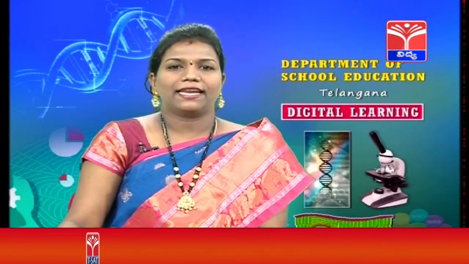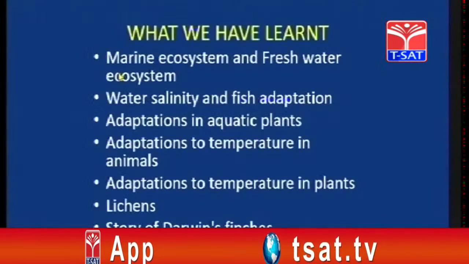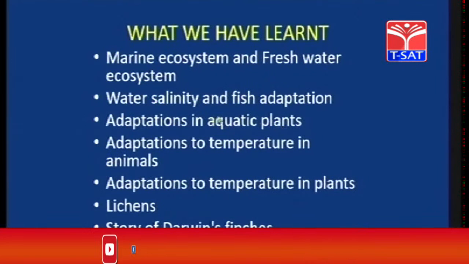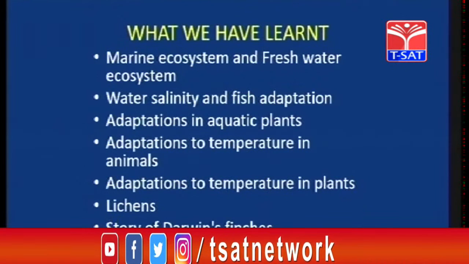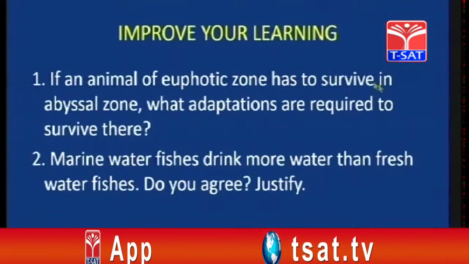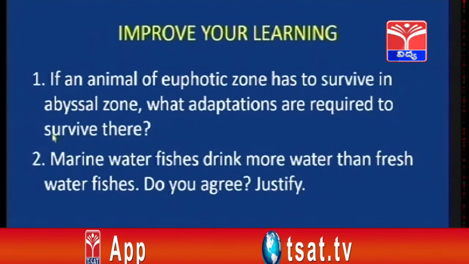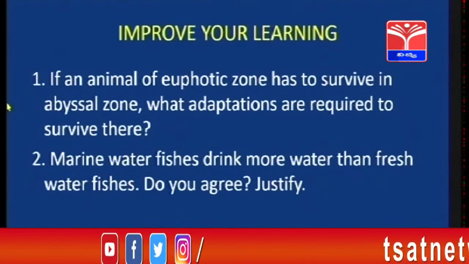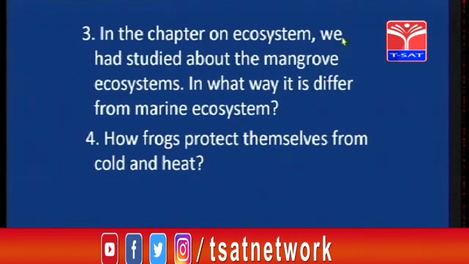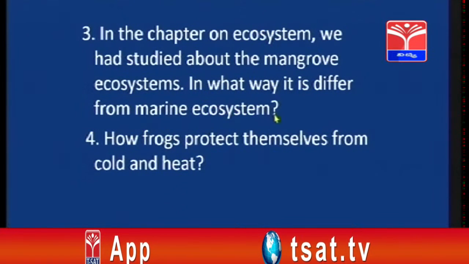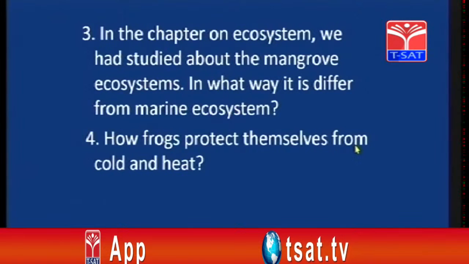What we have learnt: marine ecosystem and the freshwater ecosystem, types, zones, water salinity and fish adaptations, adaptations in aquatic plants, adaptations to temperature in animals, adaptations to temperature in plants, the story of Darwin's finches and the lichens. Improve your learning. If an animal of the euphotic zone has to survive in the abyssal zone, what adaptations are required to survive there? Marine water fishes drink more water than the fresh water ones. Do you agree? Justify. In the chapter on ecosystem, we had studied about the mangrove ecosystem. In what way is it different from the marine ecosystem? How do frogs protect themselves from cold and heat?